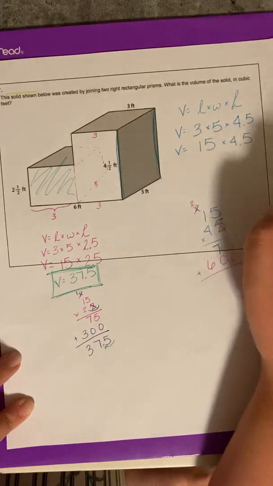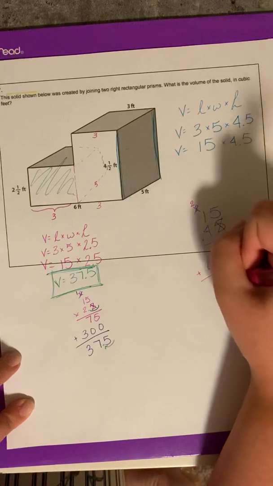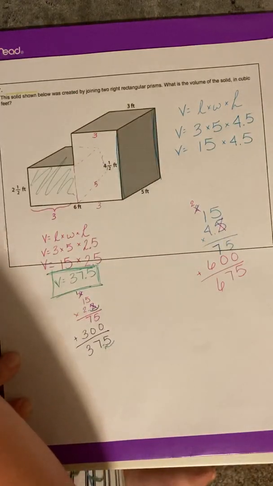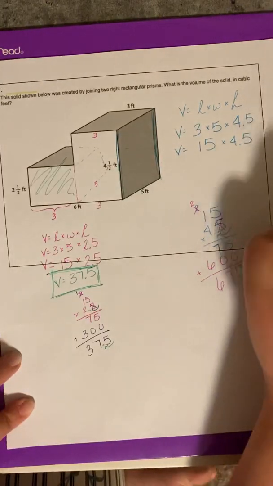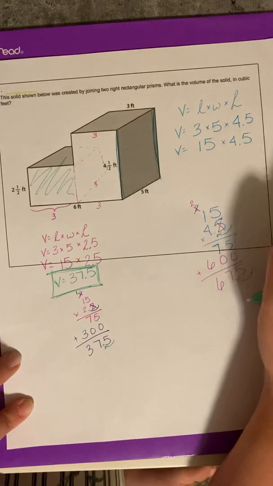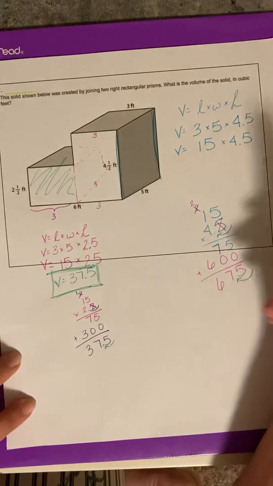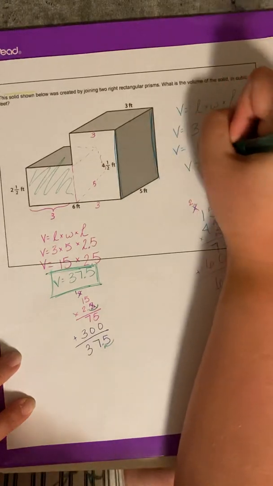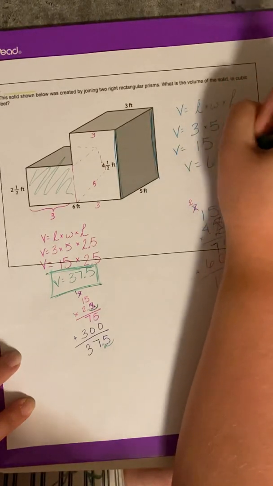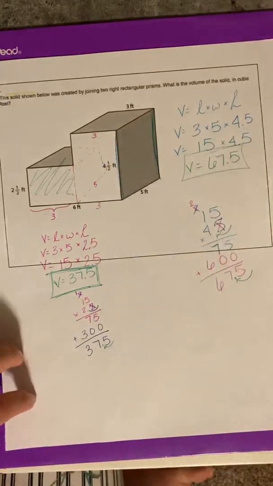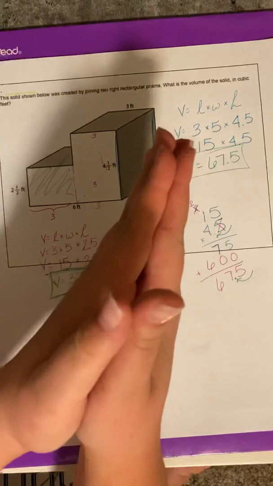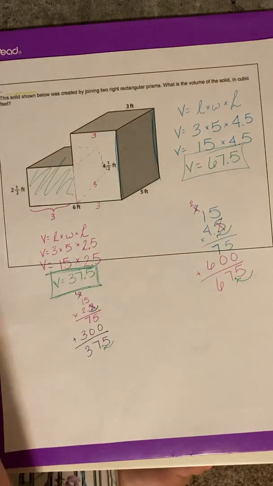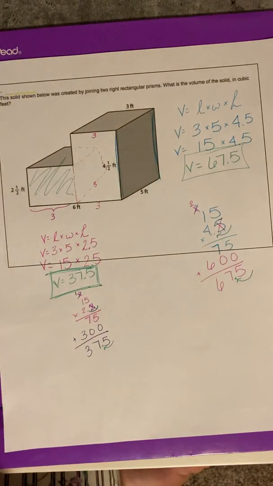Now we're going to add them. 5, 7, 6. Our decimal goes in one time, so we are going to have 67.5. So our volume here is 67.5. Now, that is for the big guy. To find the volume of the whole thing, we've got to put it together. We are going to add together both of the volumes.